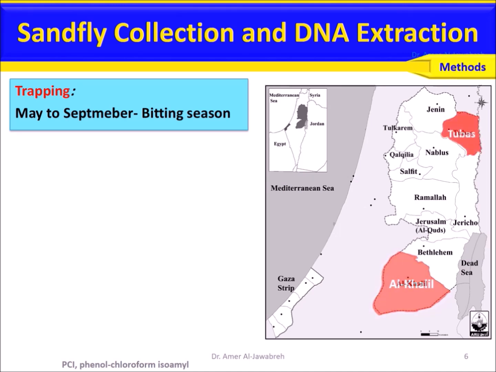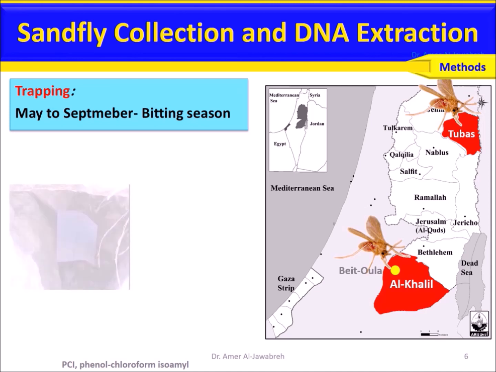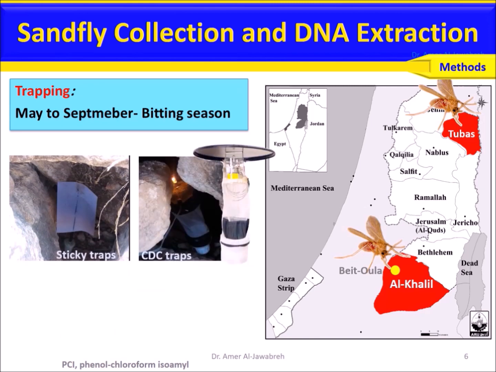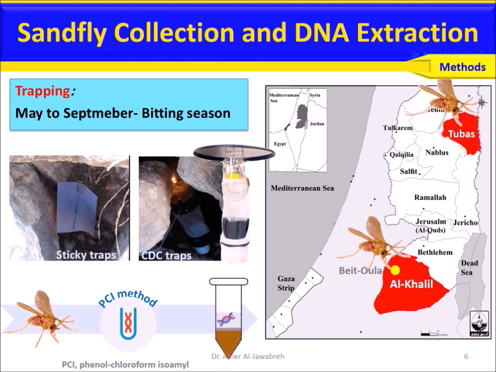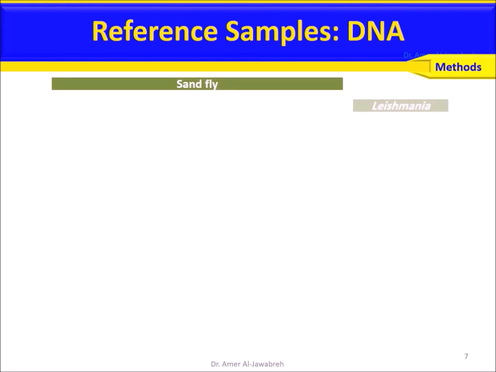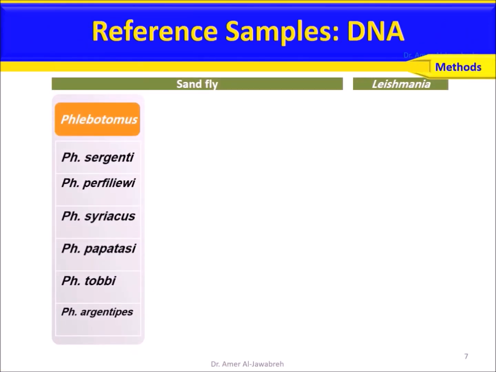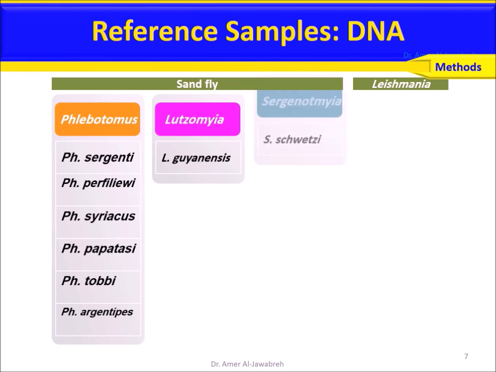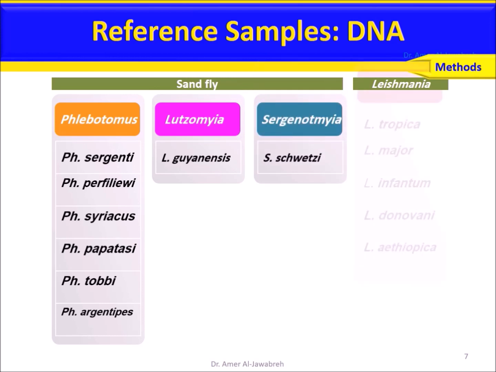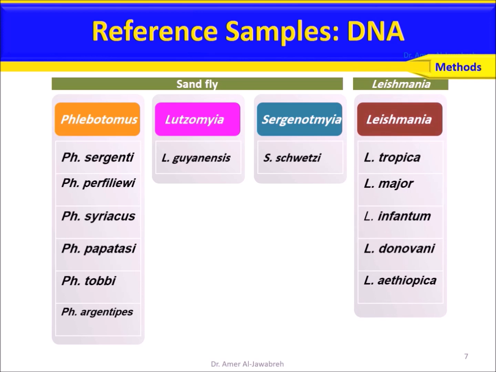Methods: sandfly collection and DNA extraction. Trapping of sandflies in Tubas and Al-Khalil during the biting season, May to September, using sticky and CDC traps. DNA was extracted by the PCI method. DNA reference samples. Sandflies: Phlebotomus, the Old World: sergenti, perfiliewi, syriacus, papatasi, tobbi, and argentipes. Lutzomyia, the New World: guyanensis, Sergentomyia schwetzi. Leishmania: tropica, major, infantum, donovani, and aethiopica.